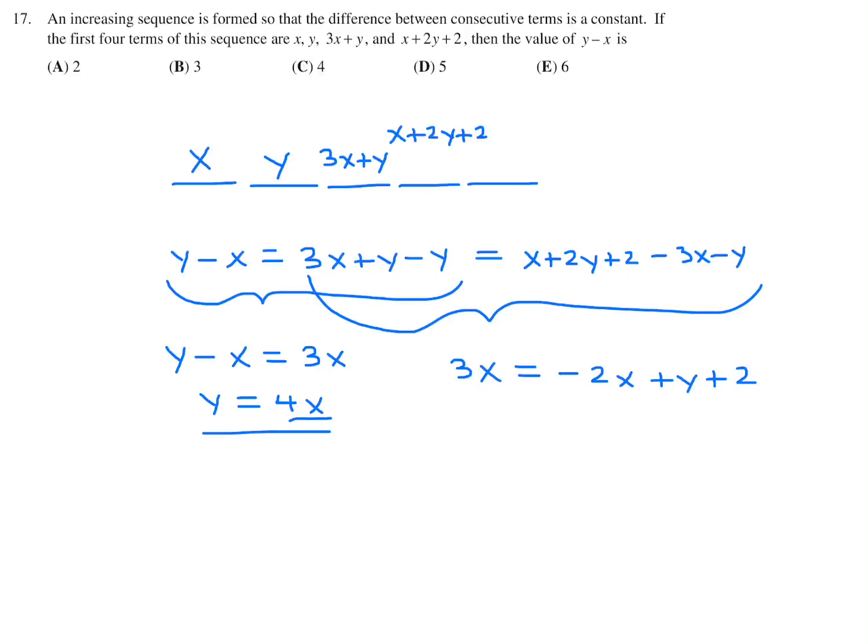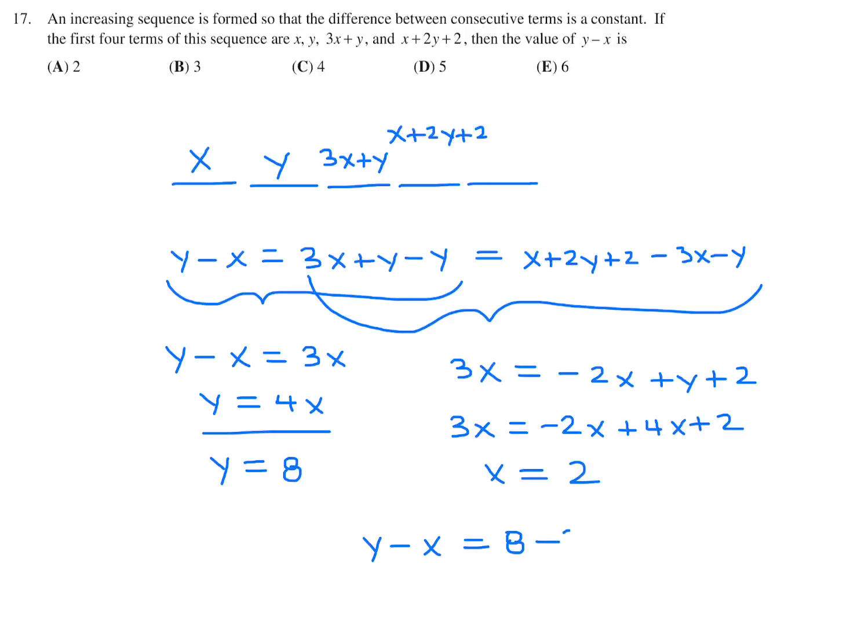And y we know is 4x, so I can substitute that in. So I get 3x is equal to minus 2x plus 4x plus 2. And then if you put everything on one side, you will get, let's see here, this is 2x, so we'll just get x. X is equal to 2. Correct? And therefore, we can substitute that back in here to get 4 times 2, which gives me y is equal to 8. And therefore, y minus x is equal to 8 minus 2, which is 6. So number 17, the answer is E.